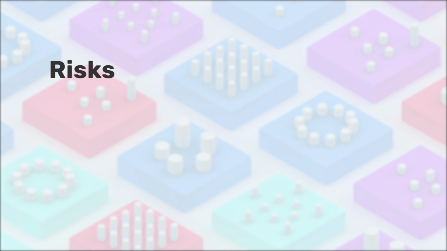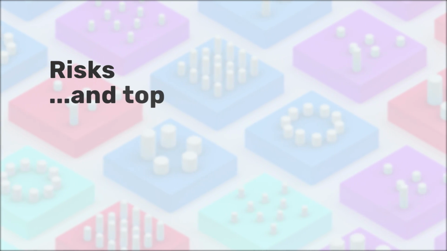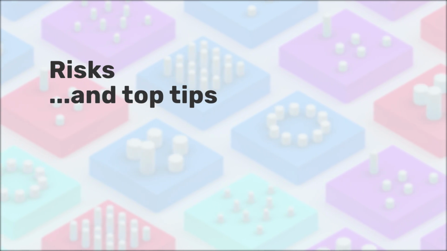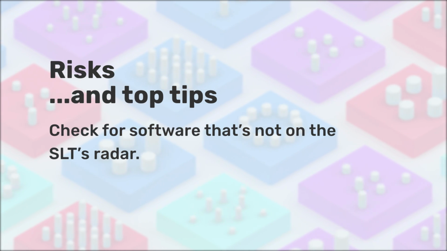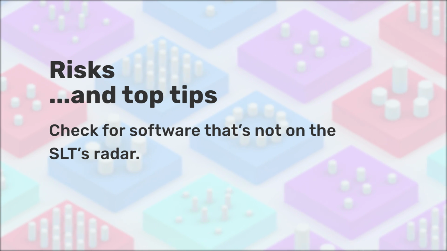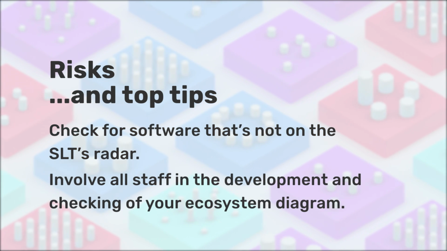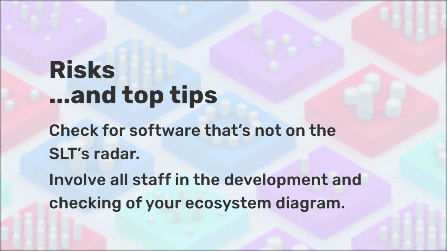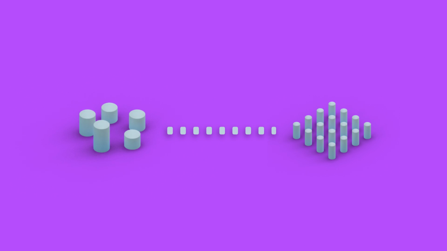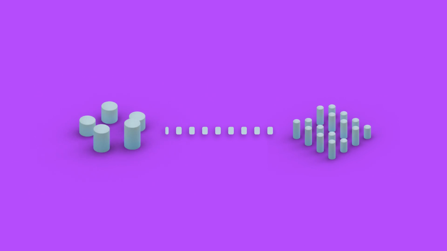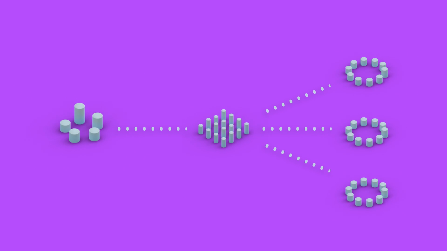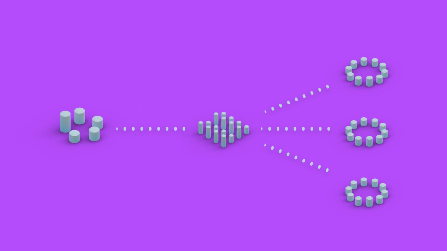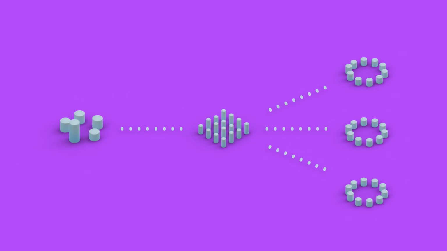In making sure that table is complete, where are the risks? There's 2 top tips that schools have been telling me about. Firstly, check for software that's not on the SLT's radar. For example, subject-specific software. The key here is to involve all staff in the development and checking of that ecosystem diagram. And secondly, think again about onward flow from systems. Do you have any software that sits on an MIS and shares data with other systems? Do you know what they all are and what data goes where? Do these systems store data, and if so, do you know where that is?